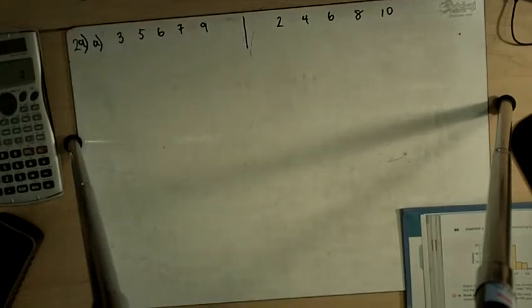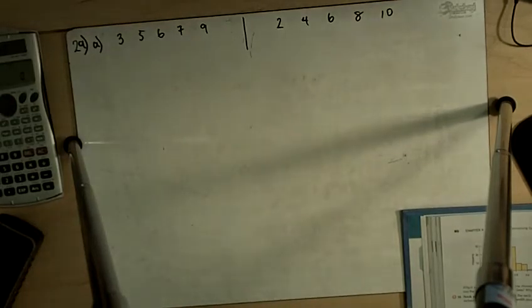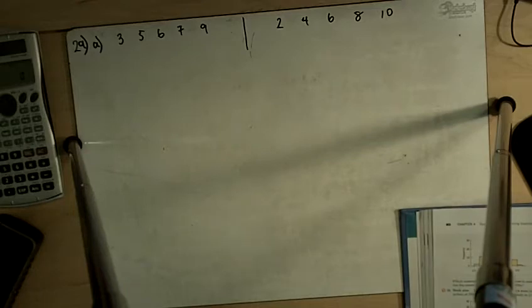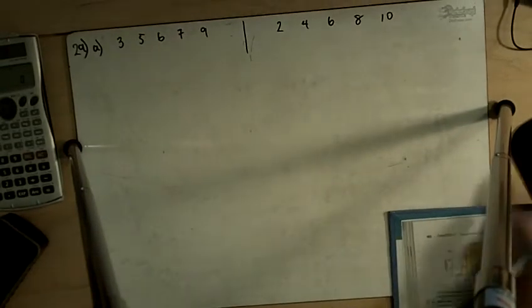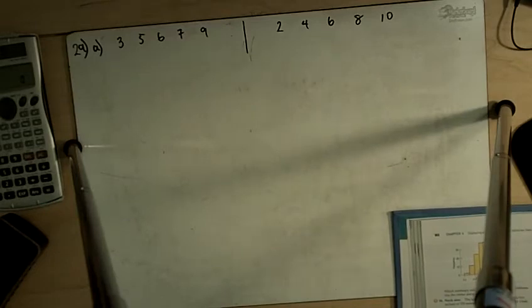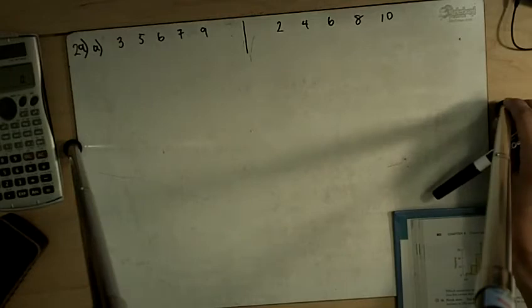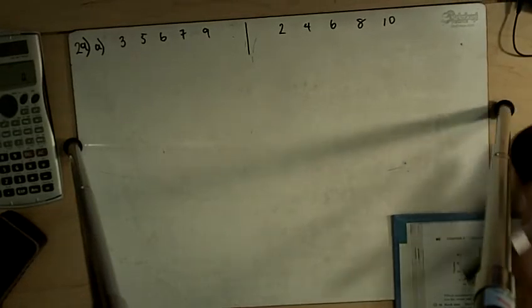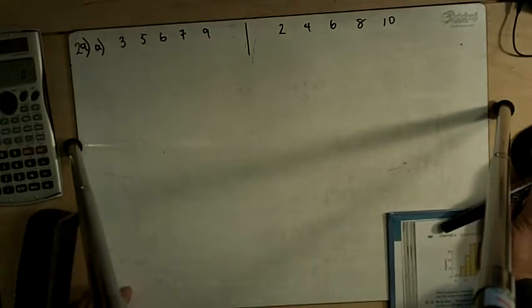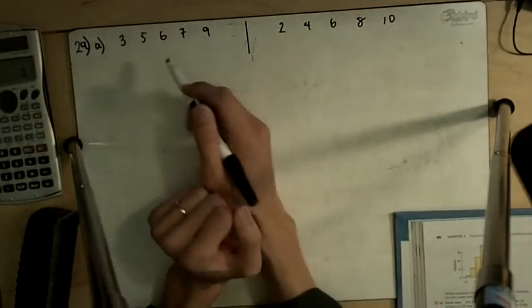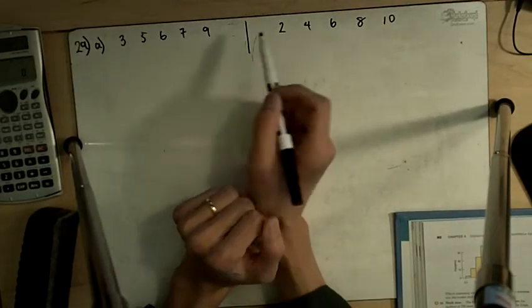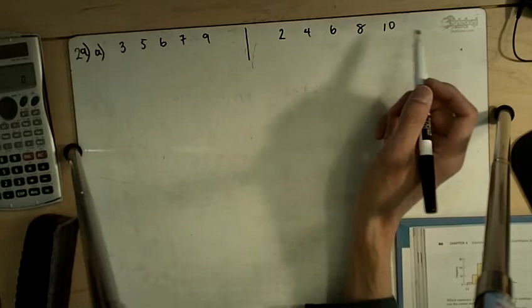Okay, this is exercise 29. It says for each lettered part A through C, examine the two given sets of numbers. Without doing any calculations, decide which set has the larger standard deviation and explain why. Then check by finding the standard deviations by hand. Okay, so here we have 3, 5, 6, 7, 9, and then we also have 2, 4, 6, 8, 10.